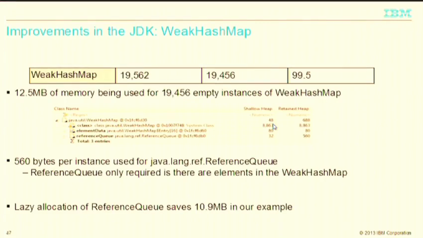So we did what we thought was the sensible thing. We did lazy allocation of the reference queue. It's not until someone puts something in the weak hash map that we choose to create the reference queue, in order to be able to take things out of the hash map. And that saved 10.9 megabytes in our example, where we were using 210 meg. So we saved 5% just from a single change: lazily allocating the reference queue the moment someone puts data into my collection.